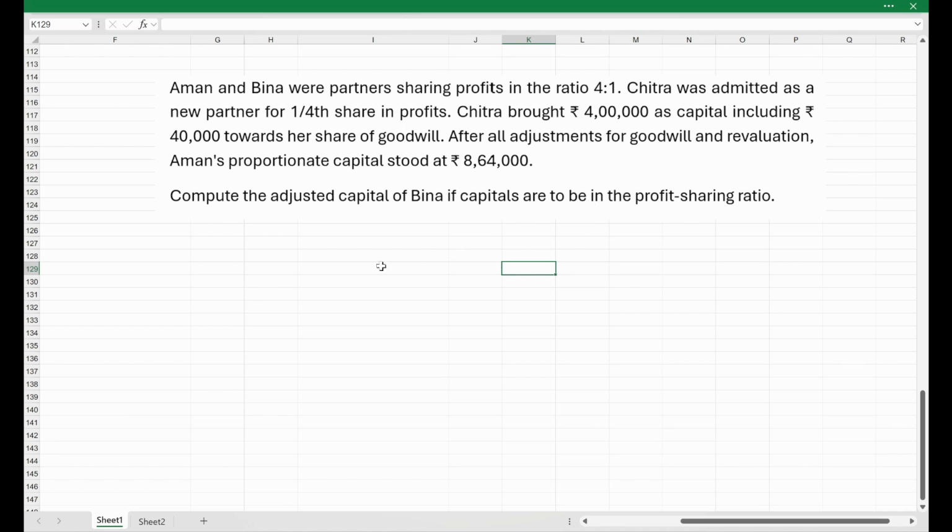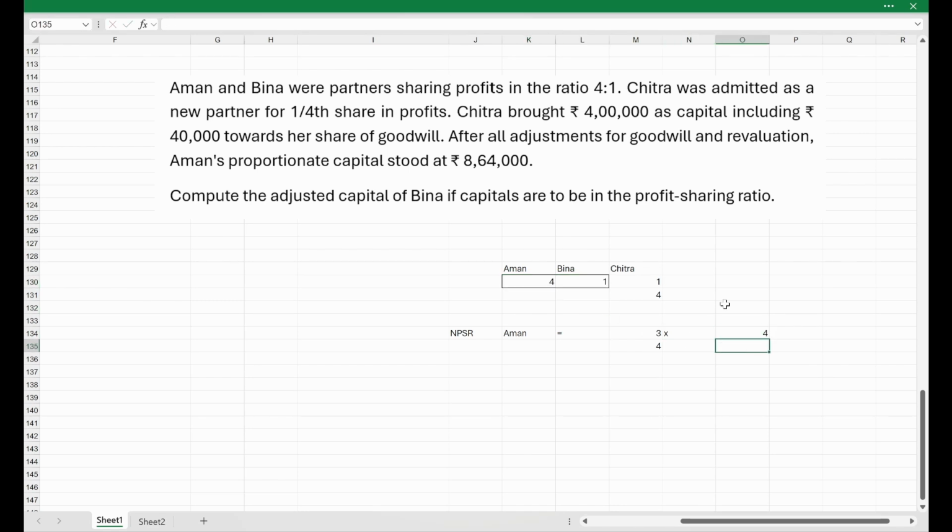Now, there are 3 partners: Aman, Beena and Chitra. Aman and Beena have profit sharing of 4:1, the old profit sharing. Chitra comes in for 1/4 of the firm. So the first working note we have to find out is the new profit sharing ratio. If Chitra takes 1/4, Aman and Beena will be left with 3/4 of the firm that they will distribute in the ratio of 4:1.